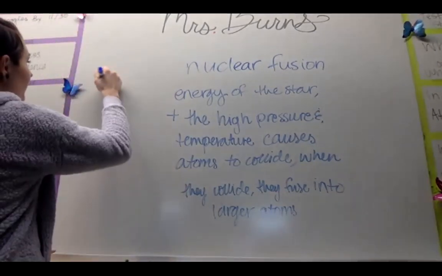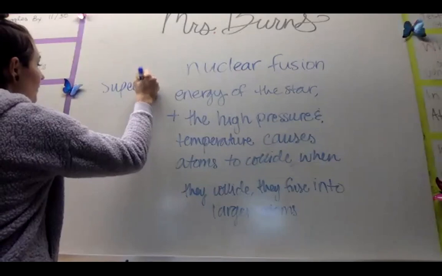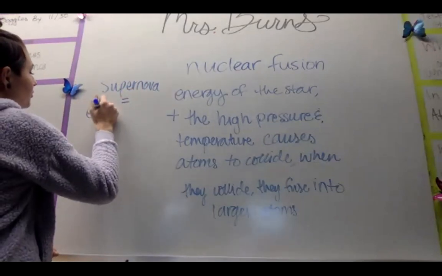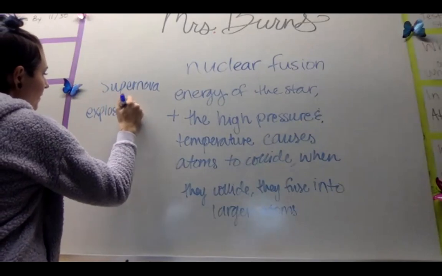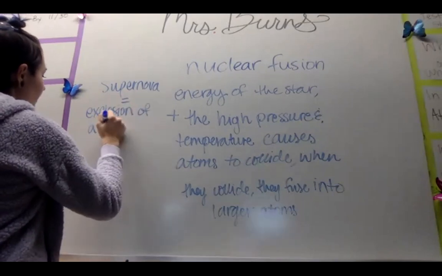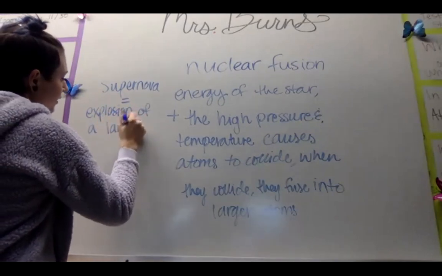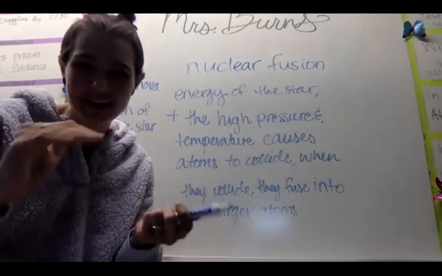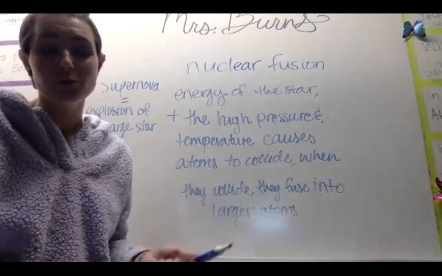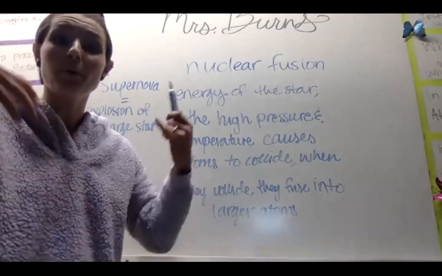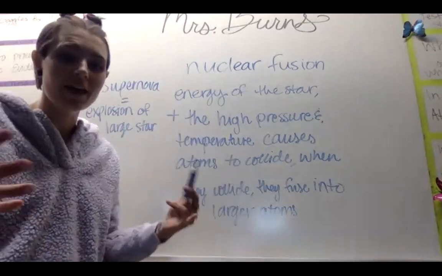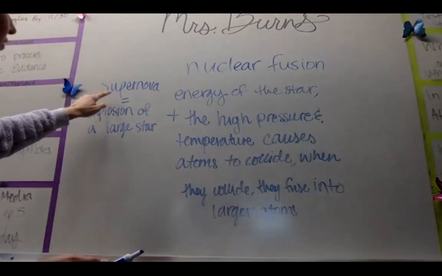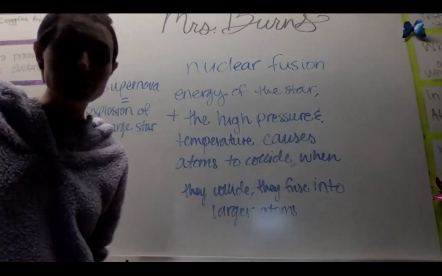A supernova is an explosion of a large star. So our sun is a smaller star. It's a medium-sized star. It won't have a supernova. It's not big enough. But really big stars, when they are at the end of their life, they have a supernova. And that supernova is a giant explosion.